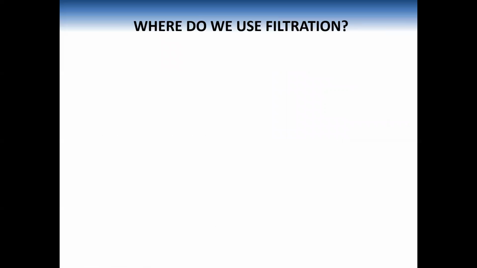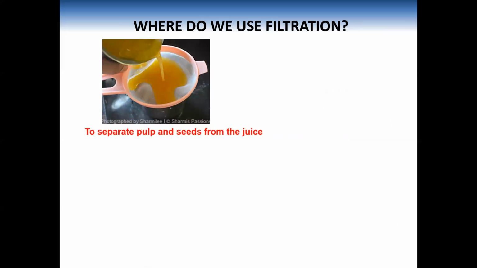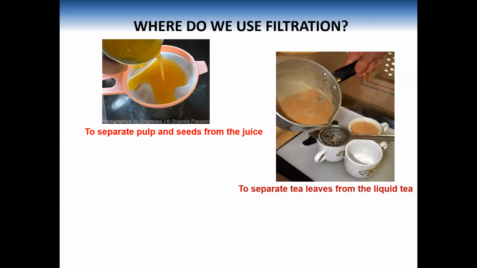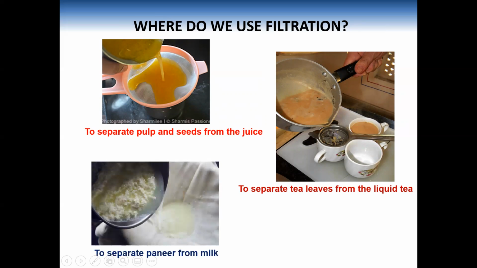Where do we use filtration? To separate pulp and seeds from the juice, and to separate tea leaves from liquid tea. In both cases, we are using a strainer as a filter to separate solid particles from the liquid. To separate paneer from milk, cloth is used as a filter to separate solid paneer particles from the liquid.